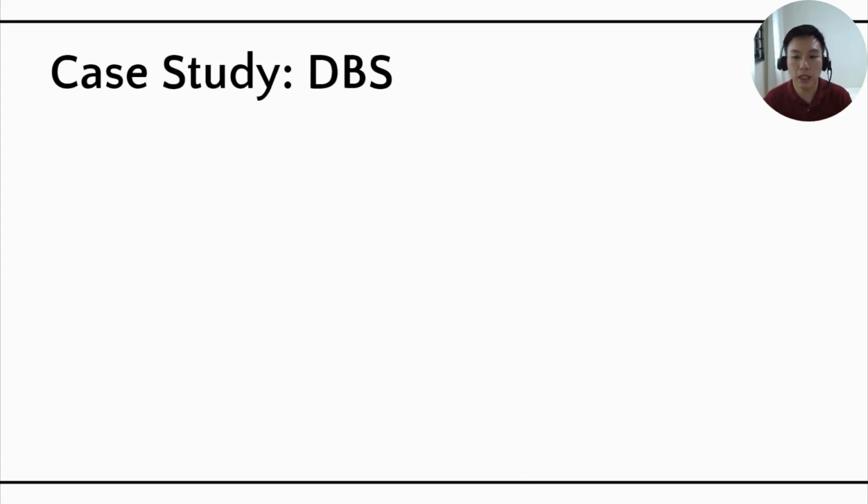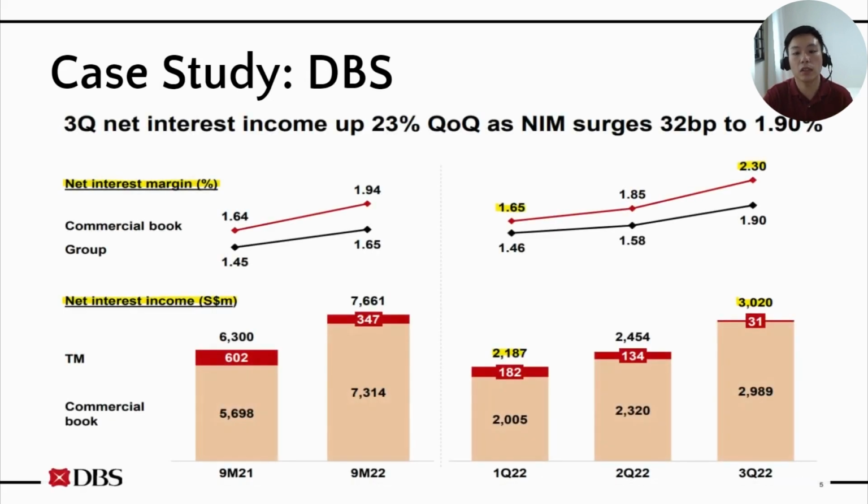One prime example is how DBS can make almost $1 billion in net interest income simply from an increase of net interest margin from 1.65% in first quarter 2022 to 2.3% in third quarter 2022. And that's not even a 1% hike in the net interest margin. Imagine what can happen when it goes to 3 or 4%.